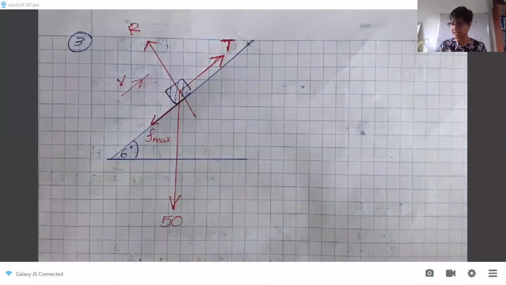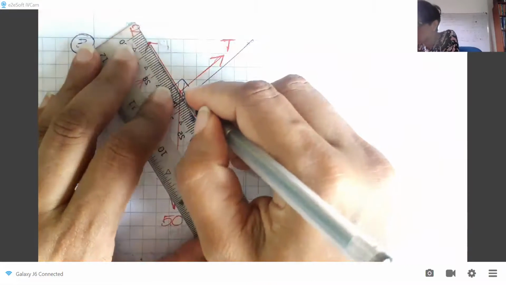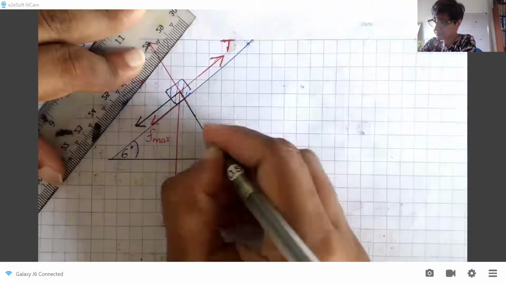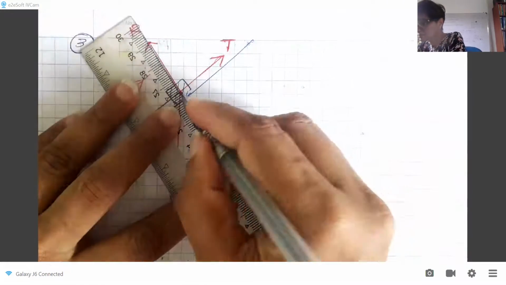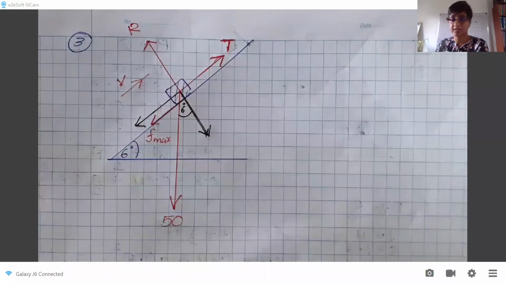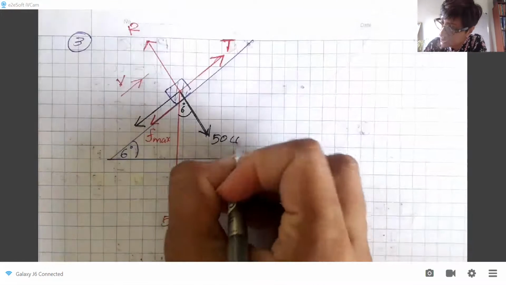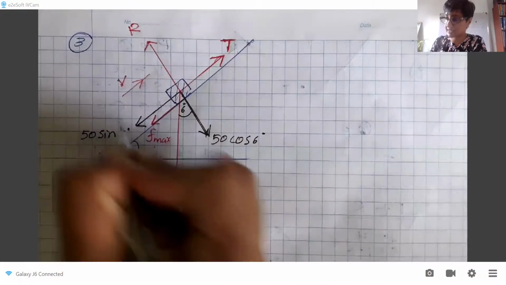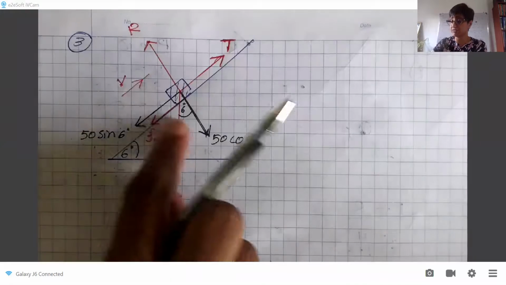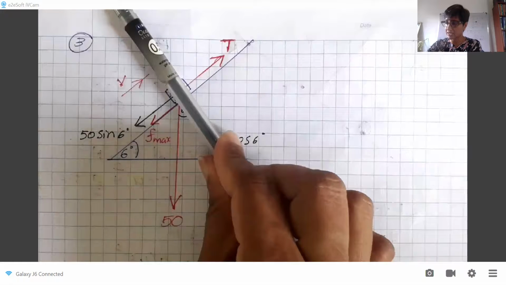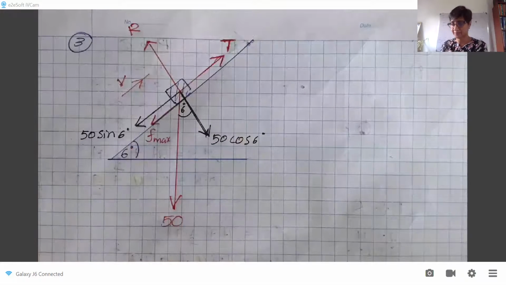Okay. And before I do anything, let me resolve the weight. I'm resolving weight. This angle here would be 6. So this would be 50 cos 6, and this would be 50 sin 6. Now you can remove this 50 if you want. So all your forces are in the vertical and horizontal directions.